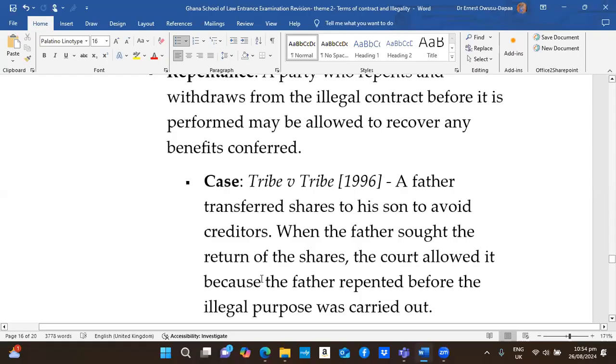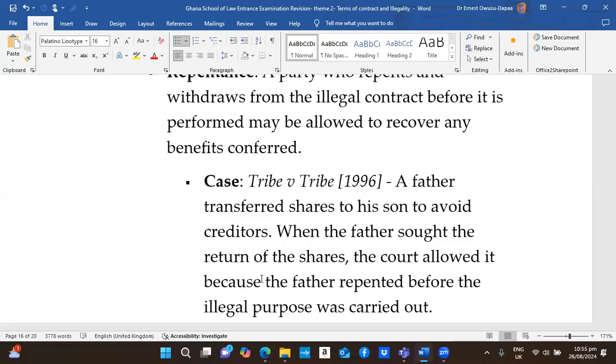But there's a particular case I always ask students to look at. The case of City and Country Waste Limited against Accra Metropolitan Assembly. And that case represents the current position of the law in Ghana as far as recovery of money or property transferred under an illegal contract is concerned. So every year, I ask students to read that case. If you want to answer a question on an illegal contract or a contract contrary to public policy, especially when it comes to transfer of money under that contract.